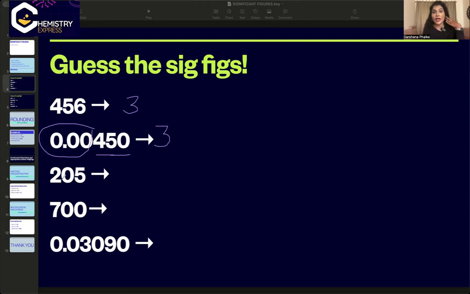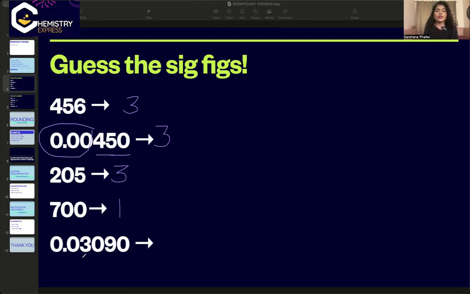Now comes 205. Now 205, this 0 is between two non-zero digits, means 2 is also significant, this 0 is also significant and 5 is also significant. So we have three significant digits or three sigfigs in this. 700. I told you the zeros on the right are also called the trailing zeros. The zeros towards the end are not significant if there is no decimal in it. So since there is no decimal in this, only the 7, that is the first digit, is significant. So we'll say this has only one sigfig.